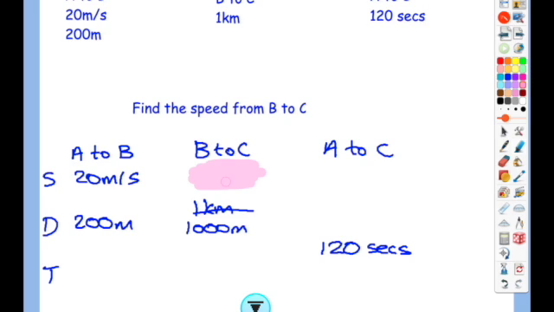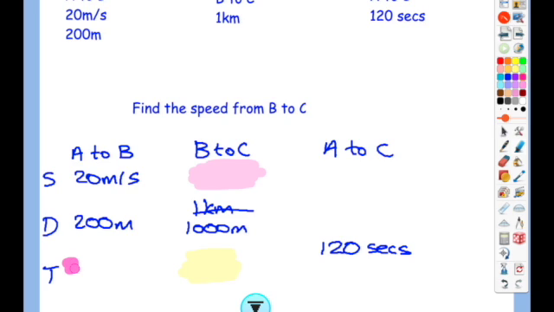Okay, because to find an average speed I've got to have my distance and my time for that portion. That means I've got to find this missing time here. In order to find the missing time, I can do my adding and subtracting. So I've got my 120 seconds. I need to find my time for A to B. I've got my distance, I've got my speed. To find my time, I can do my distance divided by my speed.